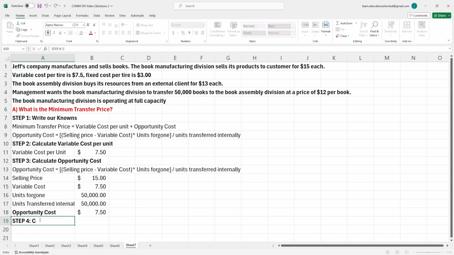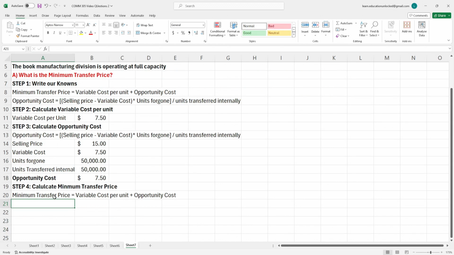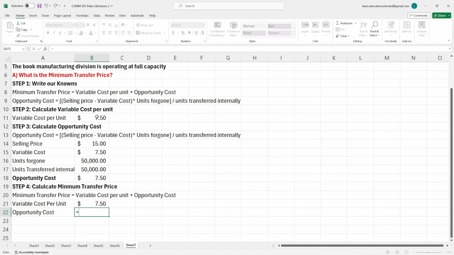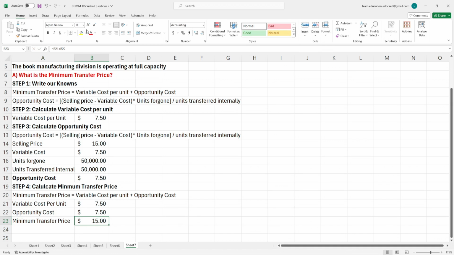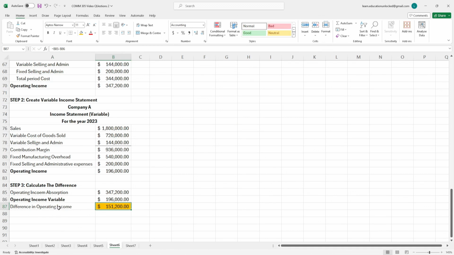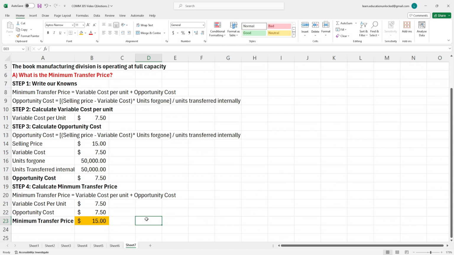This brings us to step 4 to calculate our minimum transfer price, and I'll just rewrite the formula so we know what we have to include. So variable cost per unit is, we calculated the 7.5, and then opportunity cost is as well 7.5. So our minimum transfer price is equal to 7.5 plus 7.5. So this is our answer.